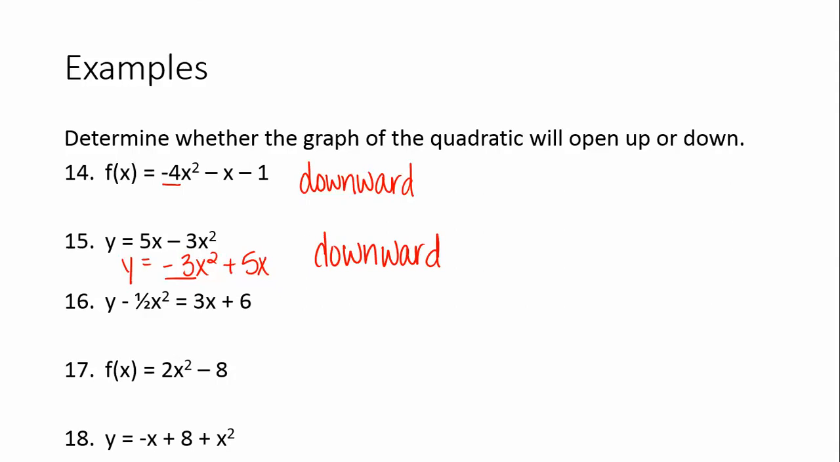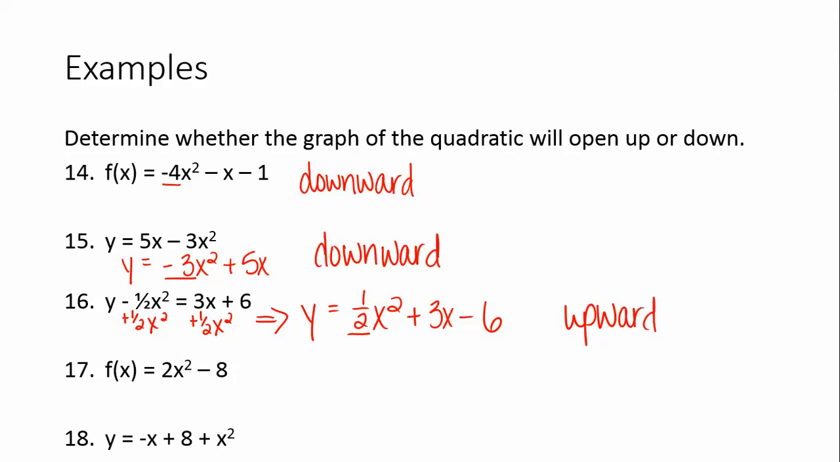Number 16, we have y minus 1/2 x squared equals 3x plus 6. Again, we're not in standard form. You may focus on that x squared and see that it's negative and be inclined to say that it opens downward. However, we have to add that term back over to the other side so that it's in standard form. That's going to give us y equals 1/2 x squared plus 3x minus 6. Now you can see that that coefficient, or that a that's in front of the x squared, is positive, so we open upward.